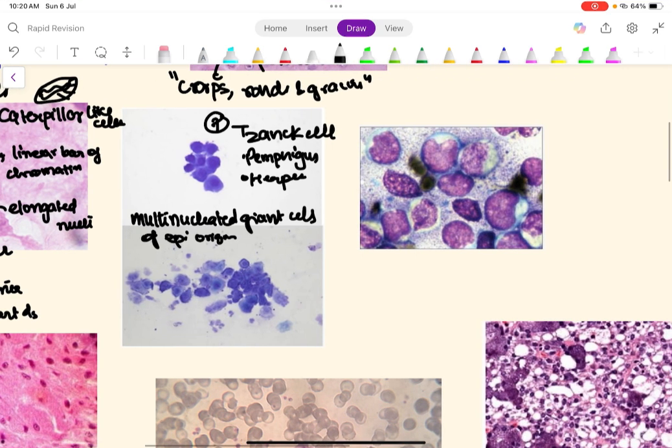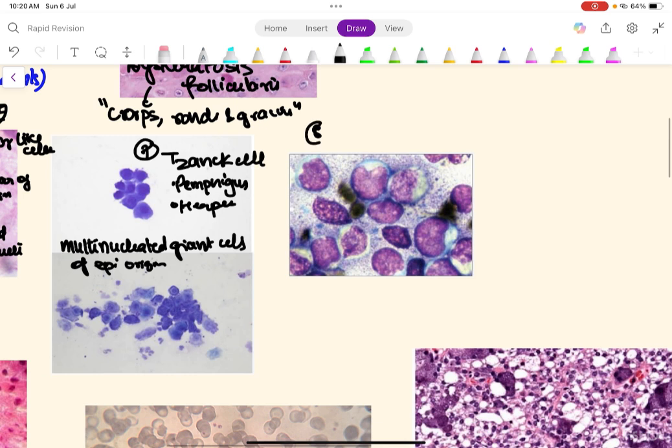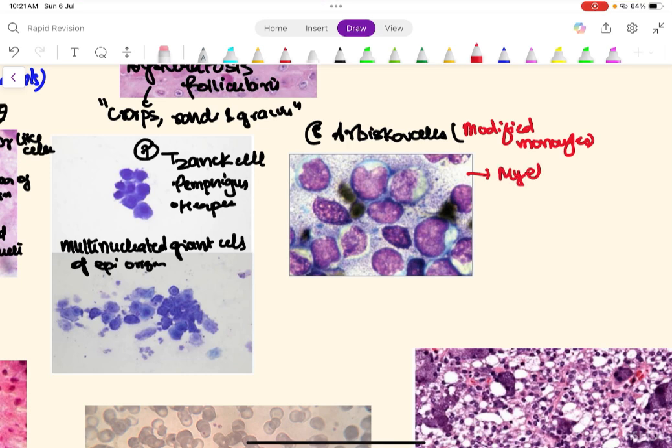Now coming on to the next one. This is our Arbiscove cells. If you look at them closely, these are modified monocytes, right? And these are seen in, for this just remember the name of the pathology, myeloblastoma.